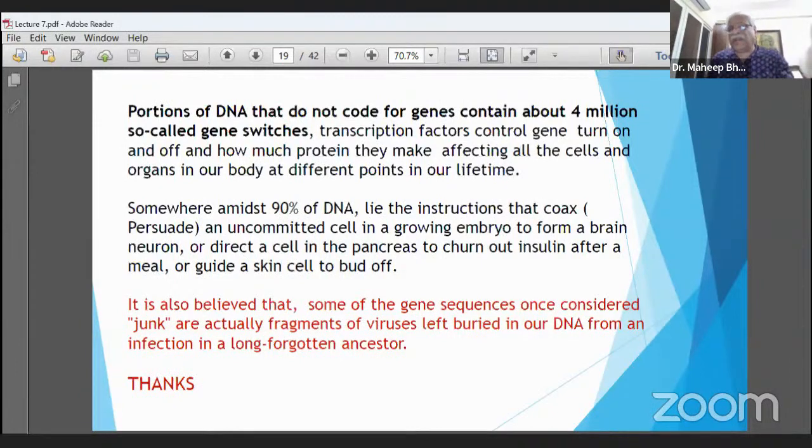Since these genes are present in a non-coding region, or the areas which are completely a non-functional part of a DNA, that's why the genes are called dark genes or junk genes. Okay.